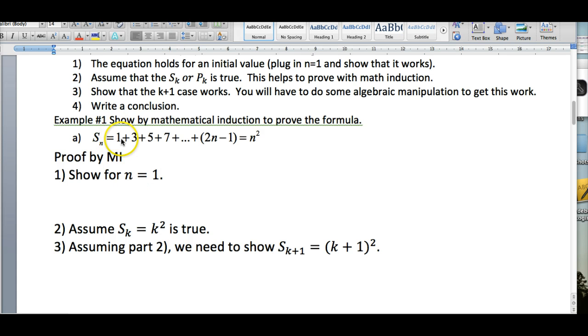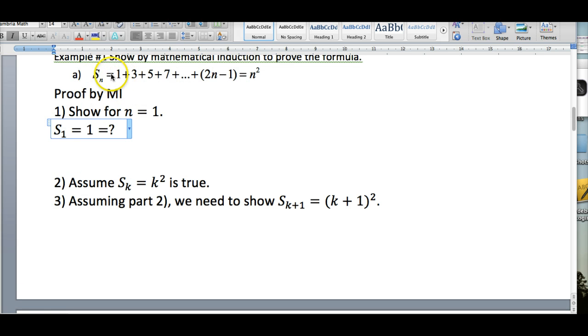So if I show that this works for n equal to 1, what I do is I take the sum of the first term. So that would be s sub 1 is equal to 1. So we took s sub 1, which is just this piece right here, which is 1, and we want to show that that's also equal to what happens on this other side when I plug in 1.